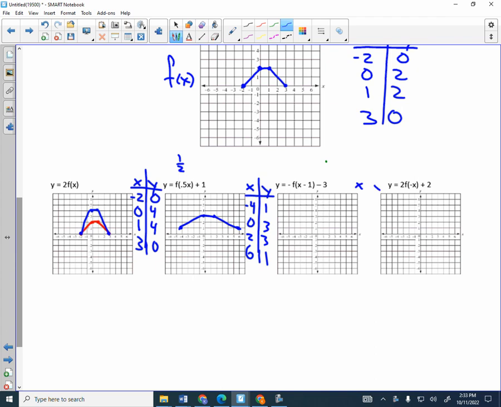Got my x, y. Now, you have to perform these in the order of operations. So if you were to plug something in for x, you would first subtract 1, then function operation, then multiply by -1, then subtract 3. So you have to do it in order of operation. What does an x minus 1 do? Move it to the right 1. Is that going to change the x values or y values? X values. If we move it to the right 1, what are we going to do to the x values?